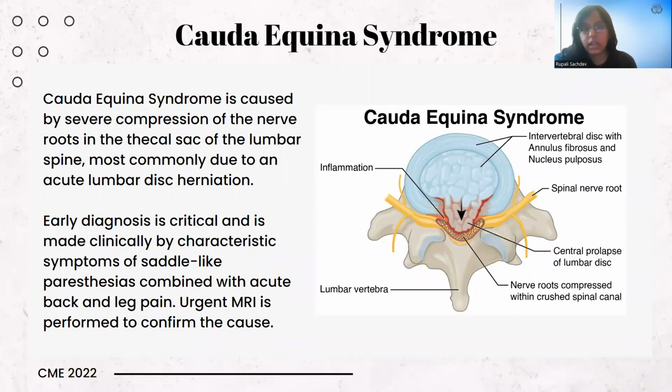Okay, moving on. Cauda Equina syndrome. So it's basically a neurological deficit. The spinal nerve roots that are coming out are getting compressed in the thecal sac of the lumbar spine due to an acute lumbar disc herniation. Early diagnosis for these cases is essential, and they come with very specific clinical signs and symptoms.